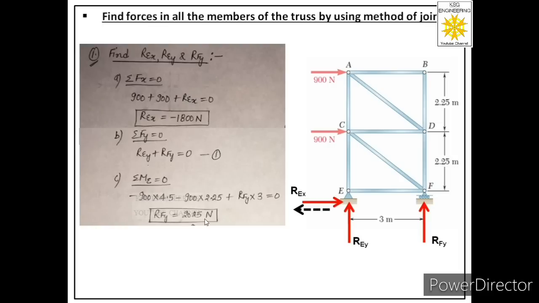And you can see this is a positive value. That means whatever direction we have assumed at the start for RFY, that direction is correct. So it is acting in upward direction.